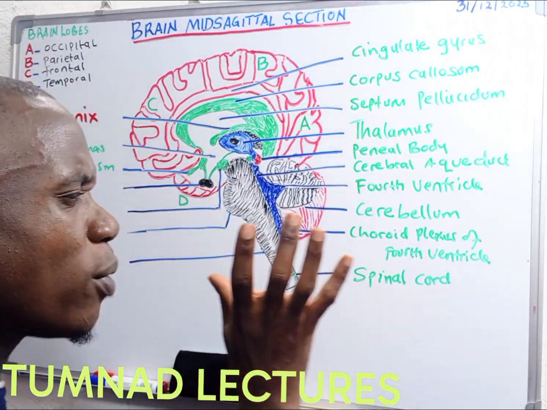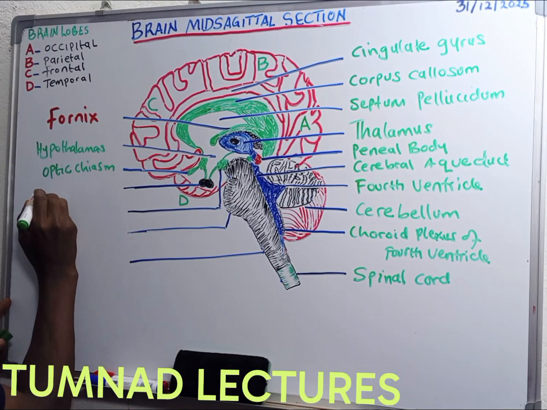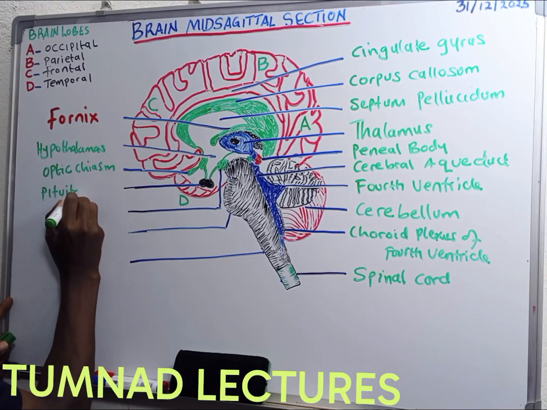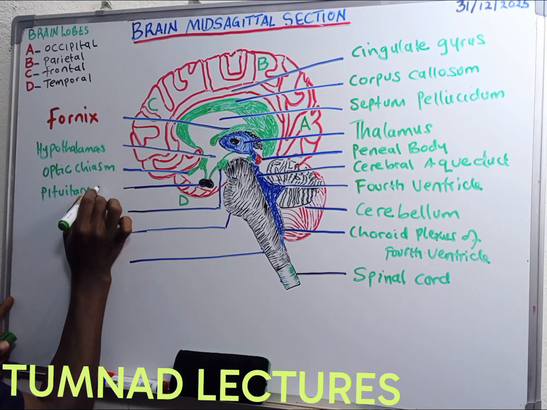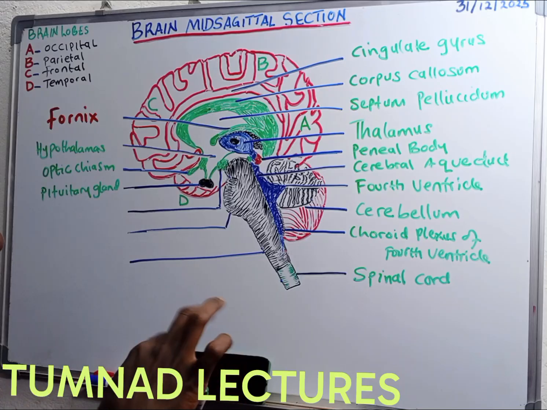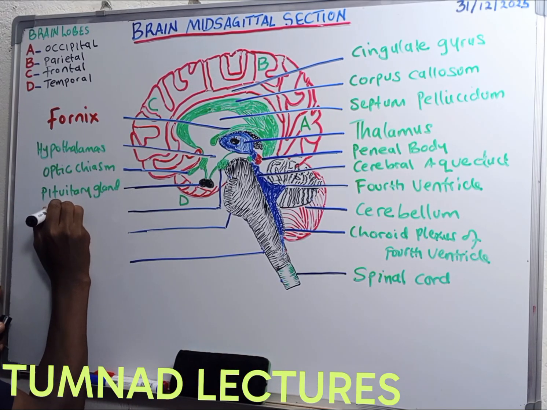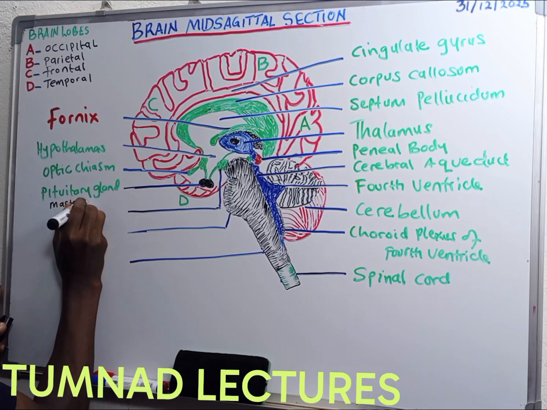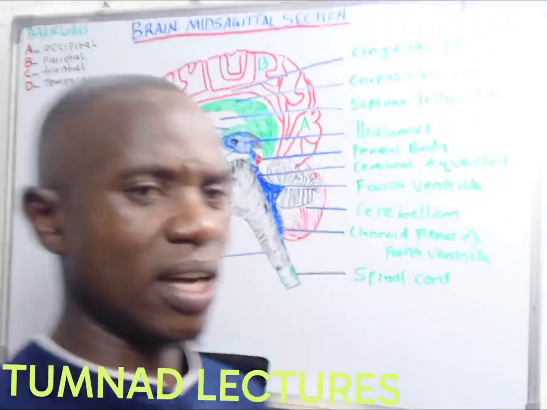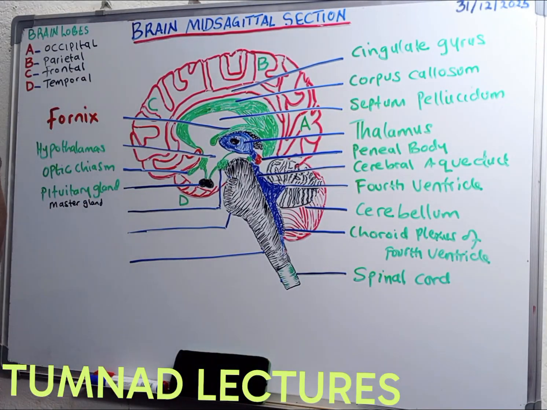They have two portions. This structure is what we call the pituitary gland. You may find some other people calling it the master gland, or you may even find some people calling it the hypophysis, okay, or what we call the pituitary gland.